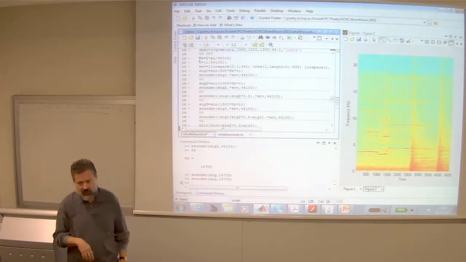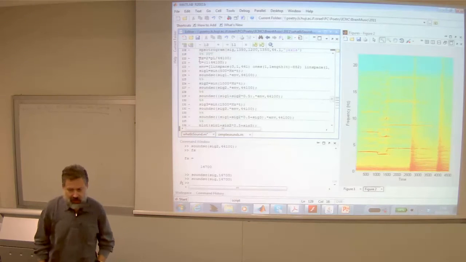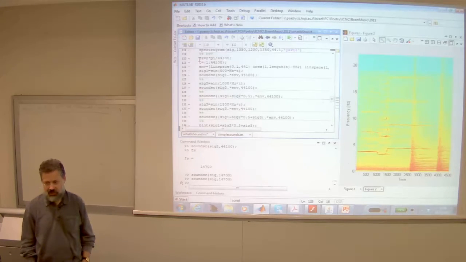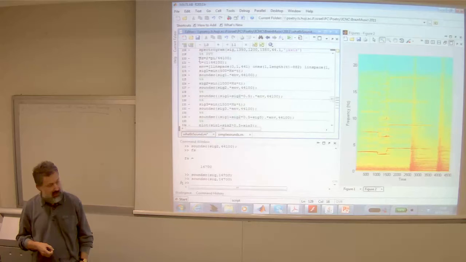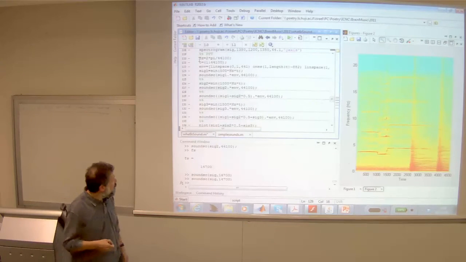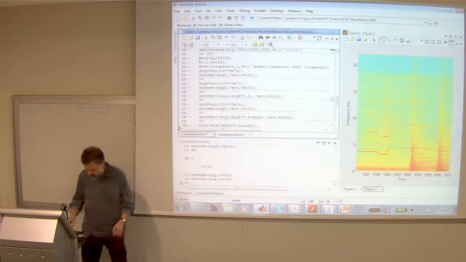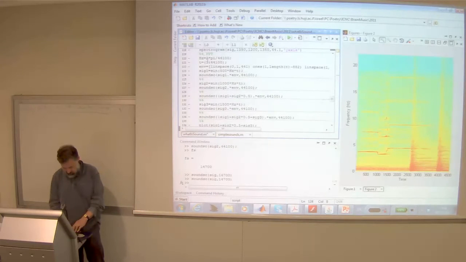What did you hear? Low. A sound whose pitch is equal to the pitch of the 500 hertz. Note that it's not the same sound. Okay, here's the 500 hertz. And here's the sum.